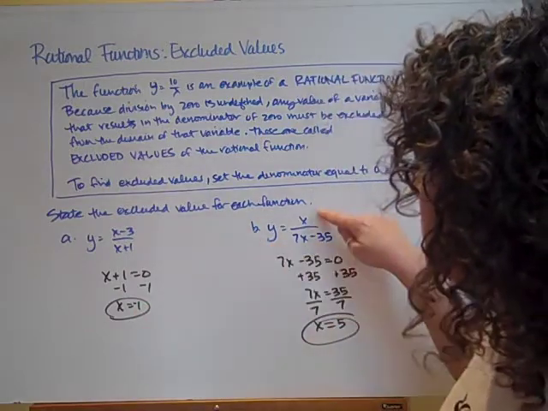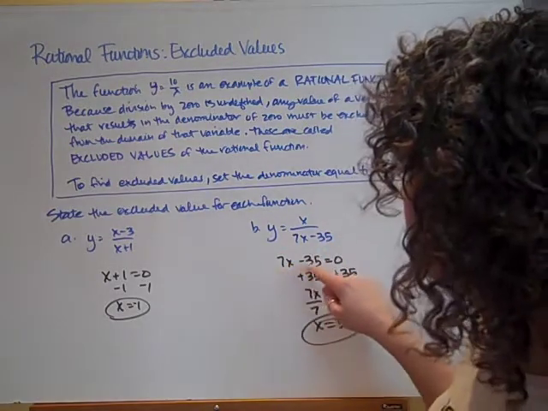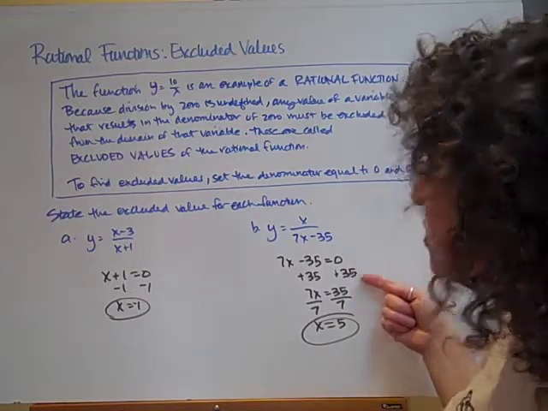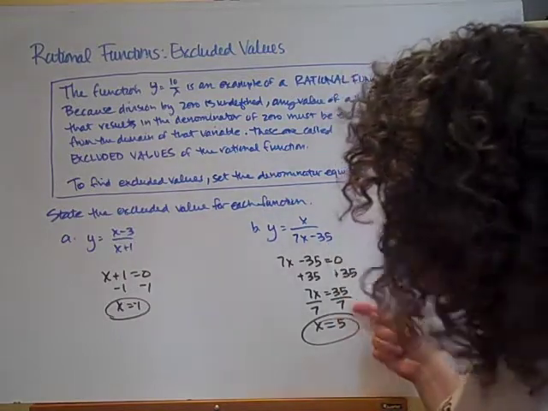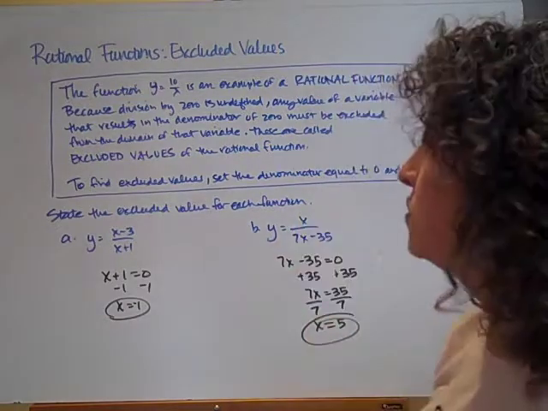And my second one, y equals x over 7x minus 35. I'm going to set 7x minus 35 equal to 0. See what happens here. If I add 35 to both sides, divide by 7, I get x equals 5. So x equals 5 is the excluded value for this rational function.